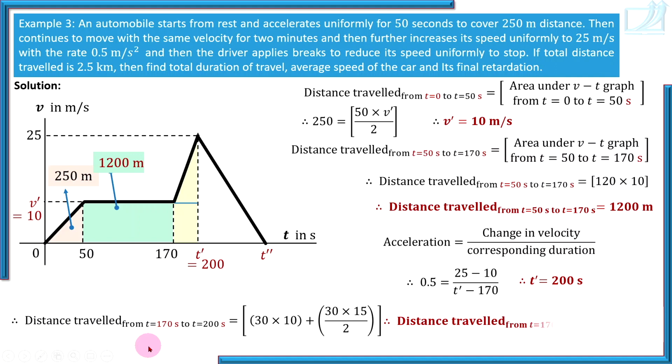So this is how we have found out the distance traveled in these 30 seconds: 525 meters. So this is the area under the VT diagram from 170 seconds to 200 seconds. This is the distance traveled during this accelerated motion and it is 525 meters. And finally, this triangle is the distance covered during retarded or decelerated motion.